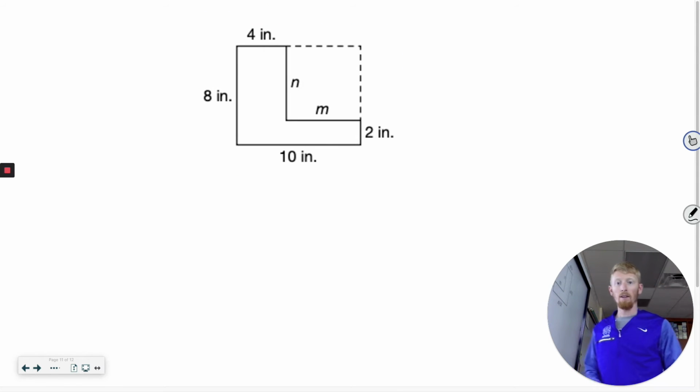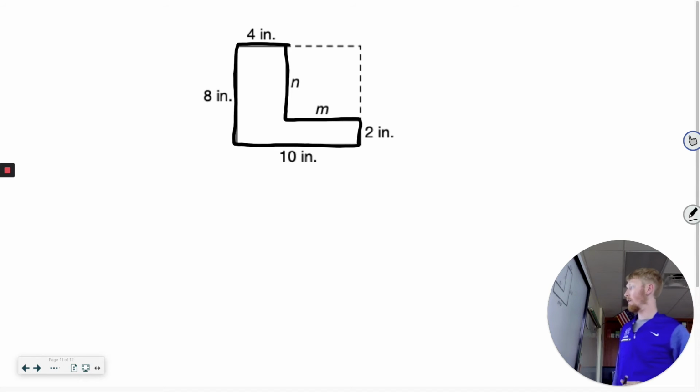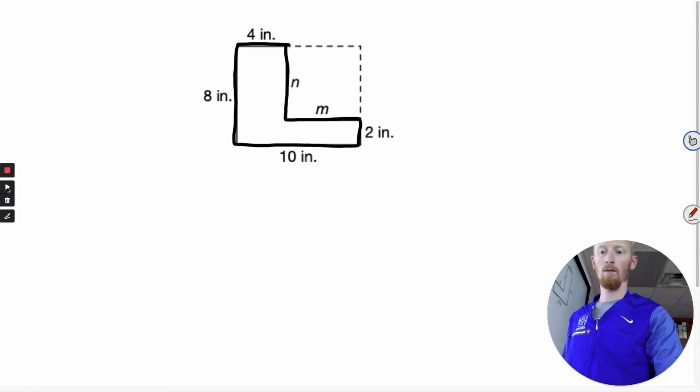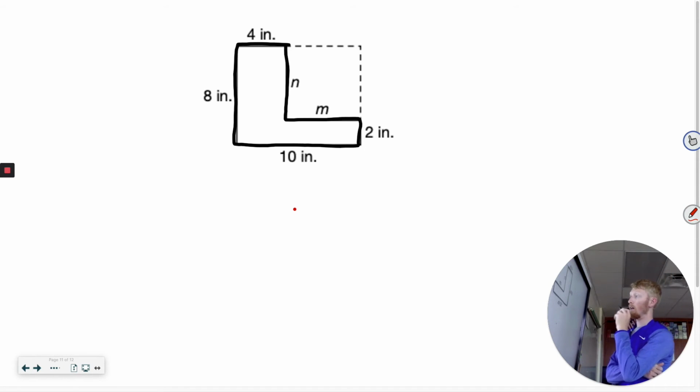All right, now we're finding the area of this shape here. Don't get confused by the dotted lines. All right, now we need to figure out how are we going to split this up. Now we need to figure out how we want to split this thing up. So you can either split it up here or you can split it up here. It's totally up to you. Or you can do both. Split it up both ways.